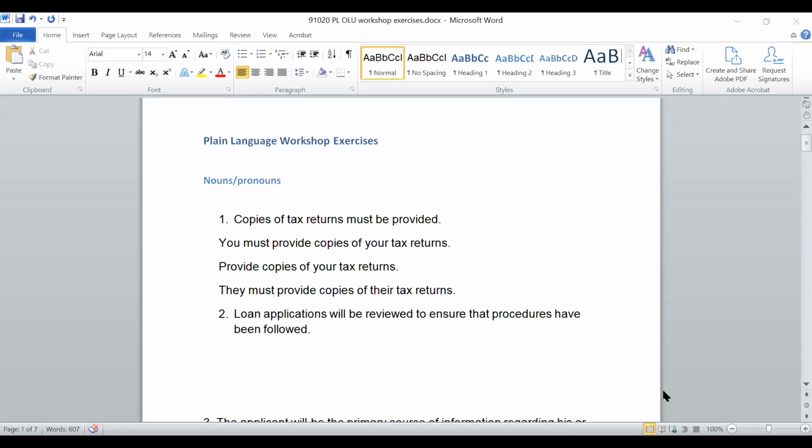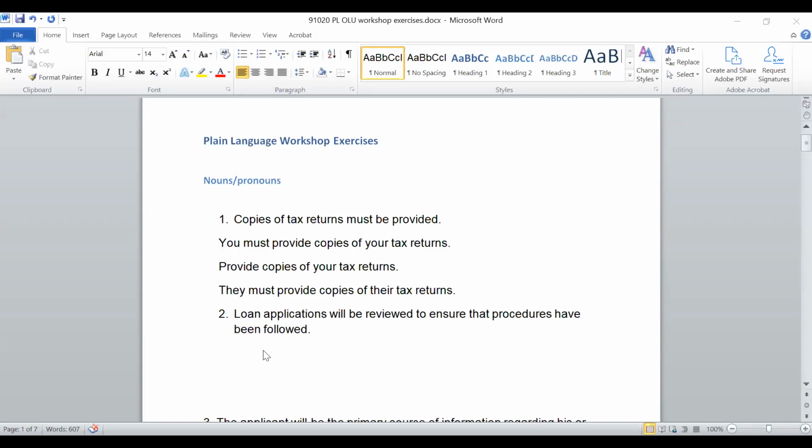Okay. Now that we can see it a little bit better, the copies of tax returns must be provided. I went with you must provide and then changed that to understood you, where, if you're using a command, you do not actually use the pronoun. It's like the sit, stay commands. So that is that. And one of the things you need to do if you're changing pronouns is you have to read the entire sentence and make sure you don't have anything left over. You have to go back and change that.